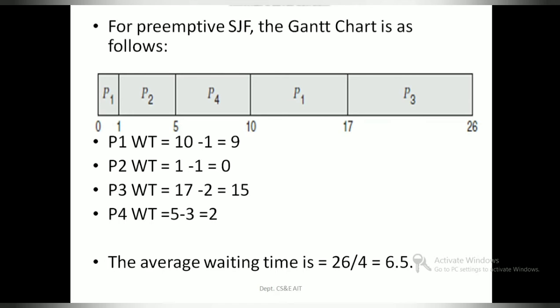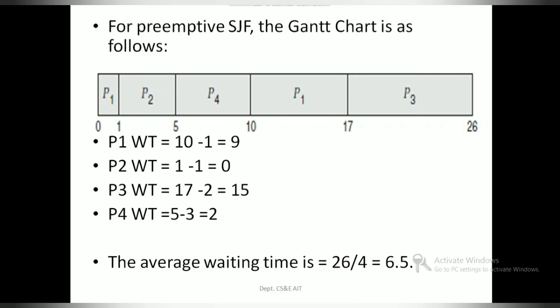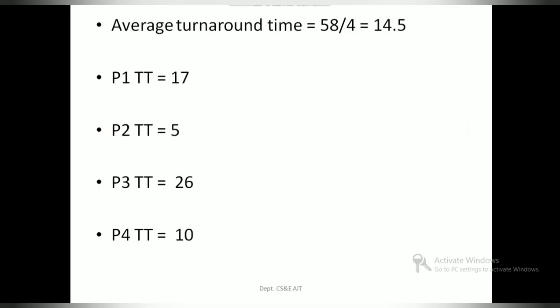Turnaround time is no different. It is the same. It considers when the process is completed, irrespective of how many times it has occurred previously. So process P1 has completed at 17 milliseconds. Process P2 has completed at 5 milliseconds. Process P3 has completed at 26 and process P4 has completed at 10. Summing all that, I take the average and the average turnaround time comes up to 14.5 milliseconds.